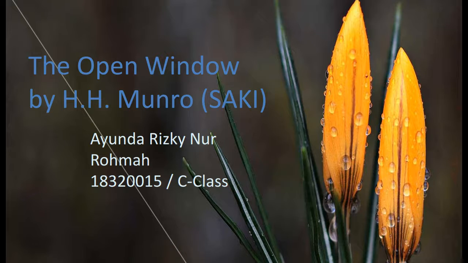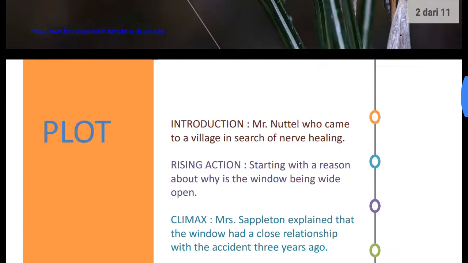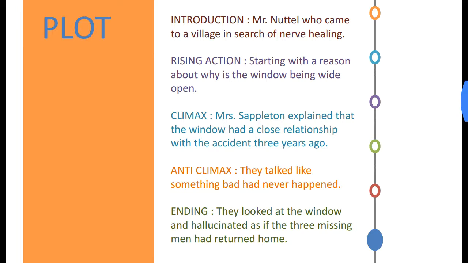I am a member of C class, and now I would like to analyze the story with the title The Open Window, and the writer is Saki or Munro. This is the analysis. First, I would like to analyze the plot. There are 5 types, and the first is introduction.